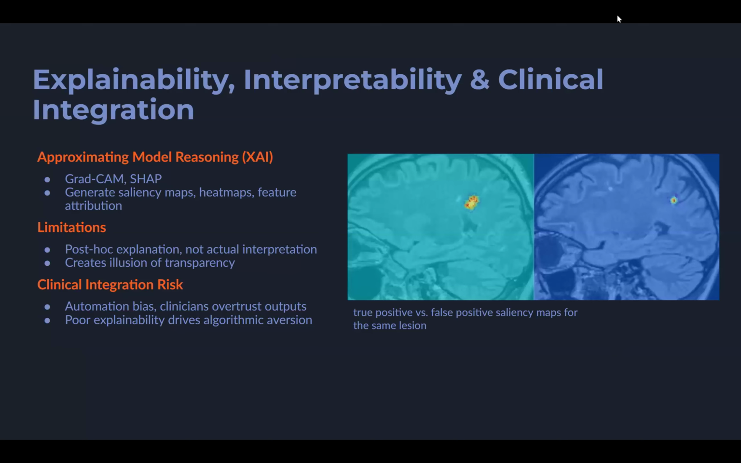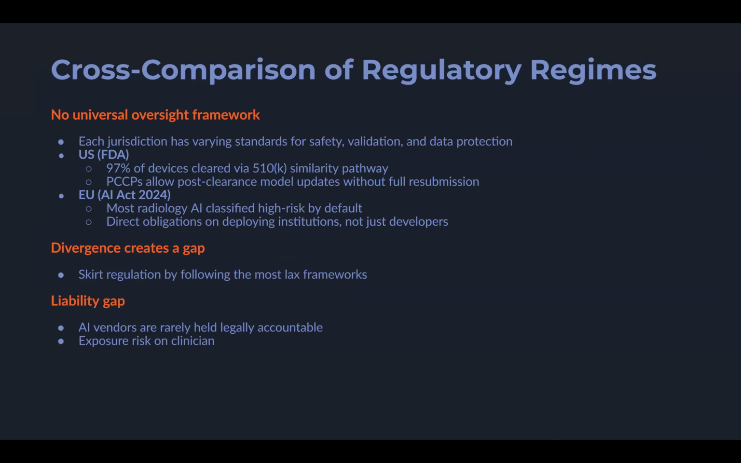There are some efforts being made to explain reasoning, like XAI with GradCAM and SHAP, but these efforts to create saliency maps and feature attributions are only approximations and not an actual interpretation of what's going on inside the model, which creates an illusion of transparency, and the problems from before can still arise. Constraints are also compounded by the fact that there is no universal oversight. Regulation differs from region to region, which is something developers can capitalize on by following the most lax frameworks. But exposure will only be on implementing clinicians in the current model.